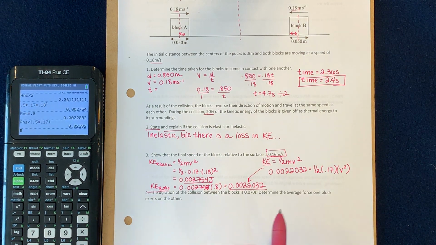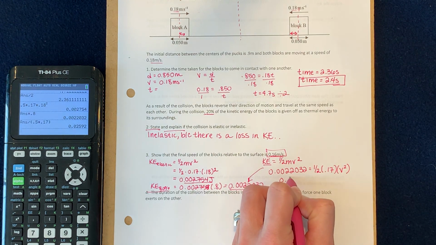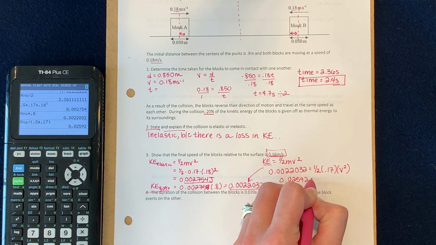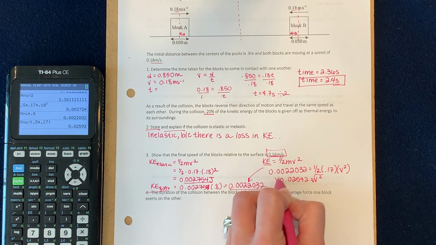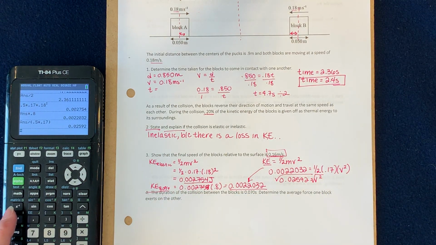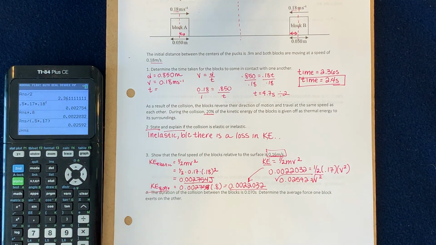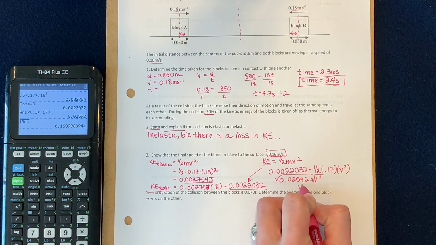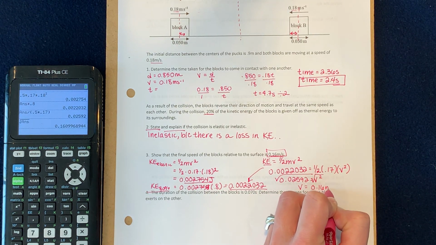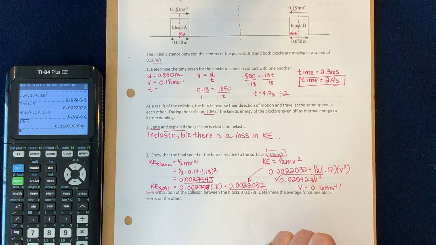And we get 0.02592 is equal to v squared. Take the square root of this bad boy. Second square root, second answer, enter, and bam, we get a velocity of 0.16 meters per second. Done. So now it says the duration of the collision between the blocks is 0.070 seconds.